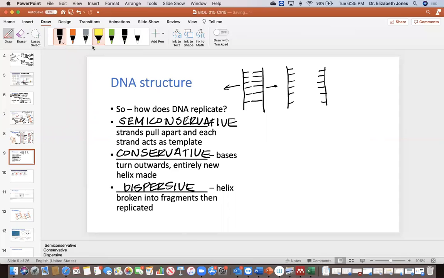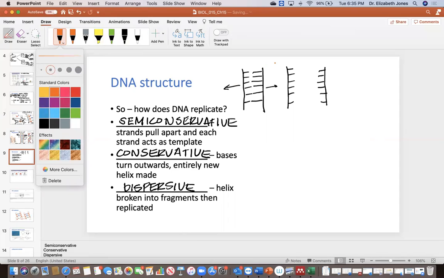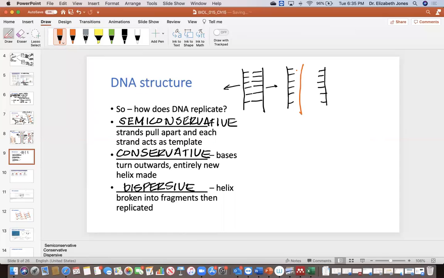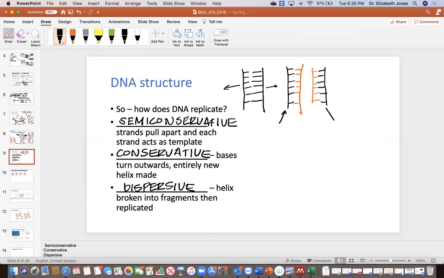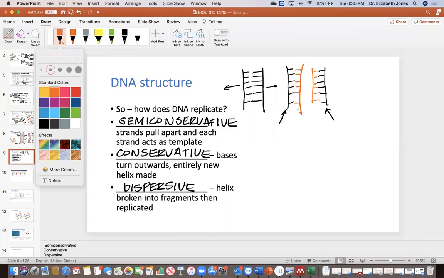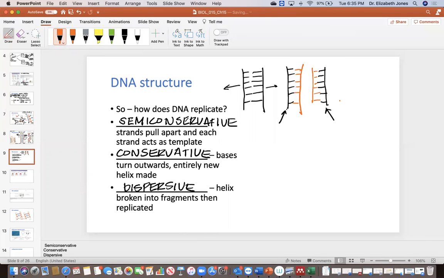And so let me draw a new strand here in orange. Here's a new strand here. And here's a new strand here. And so we call this semi-conservative because in these two new molecules of DNA, these old strands were conserved while we have new strands here. So we have a semi-new situation, right? It's kind of half and half.